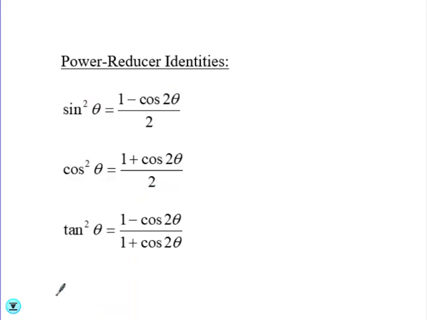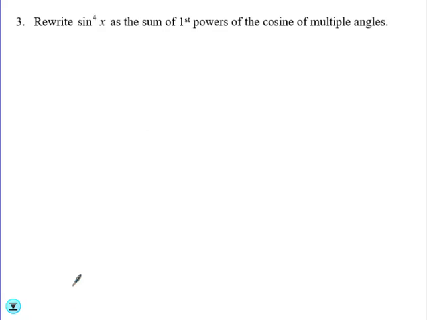Next, let's take a look at our power reducer identities. If we need to find sine squared of theta, cosine squared of theta, or tangent squared of theta, we can do that if we know cosine of 2 theta. So let's take a look at an example. Here, our goal is to rewrite sine to the 4th of x as the sum of first powers of the cosine of multiple angles. That means we don't want any exponents.